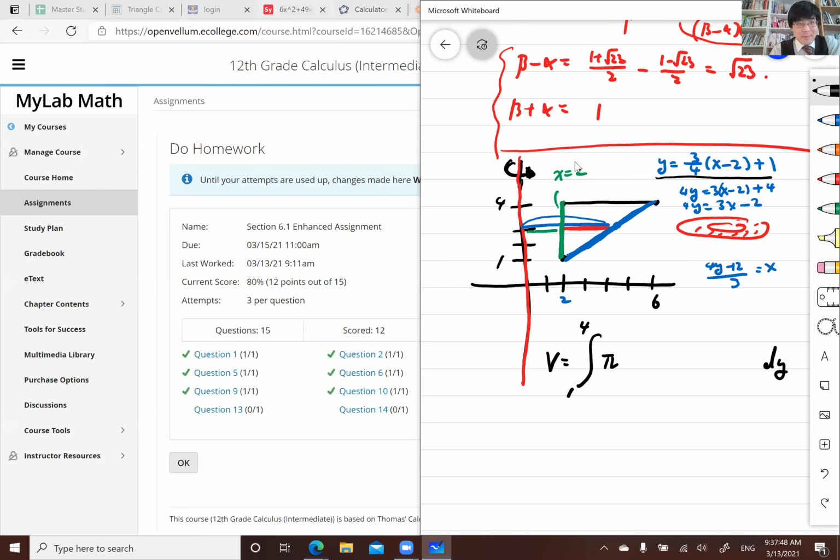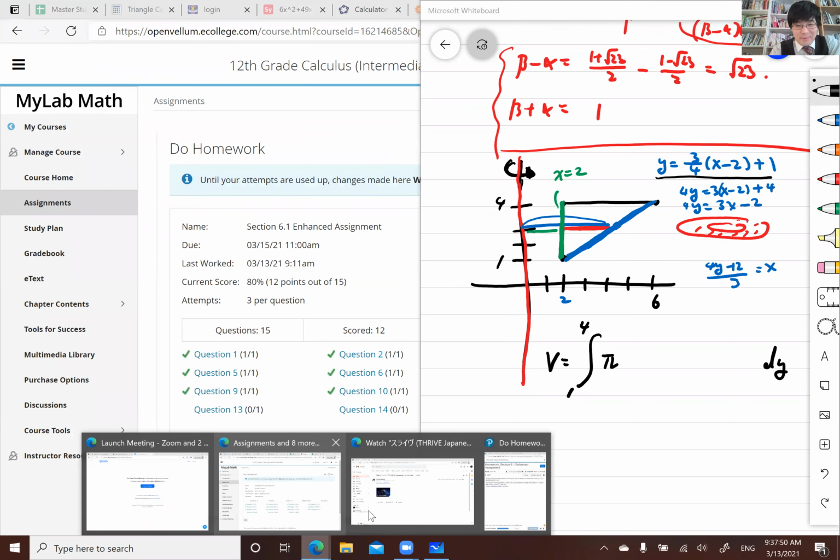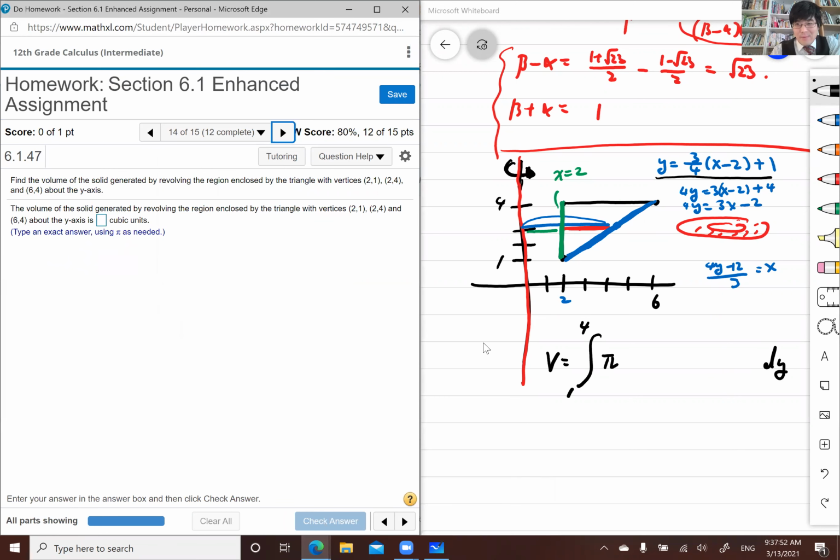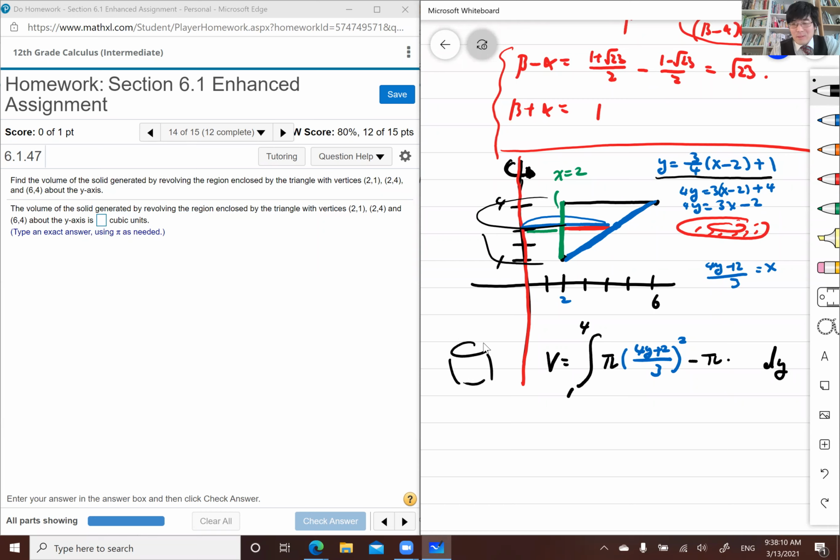What? I hit this one. So pi times bigger radius squared. So the bigger radius is this, minus this part. You really do not need to do the integral for that part, because it's just a cylinder. The radius is 2 everywhere, so you can integrate this.